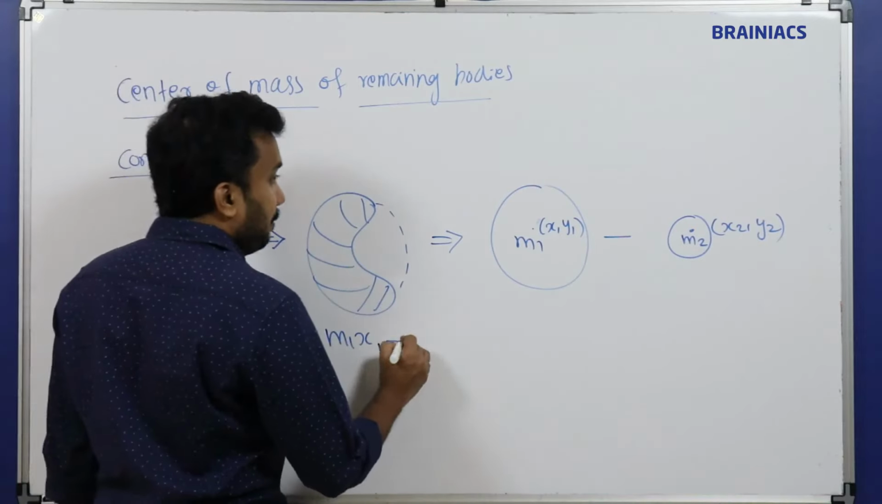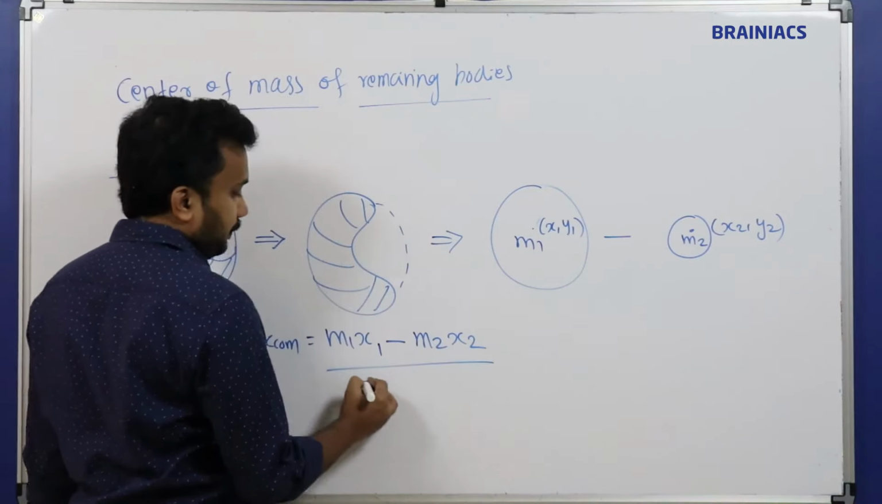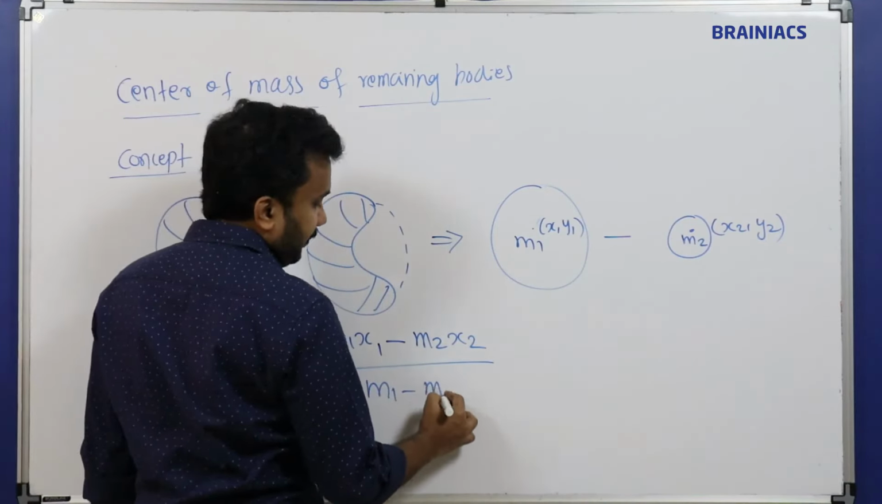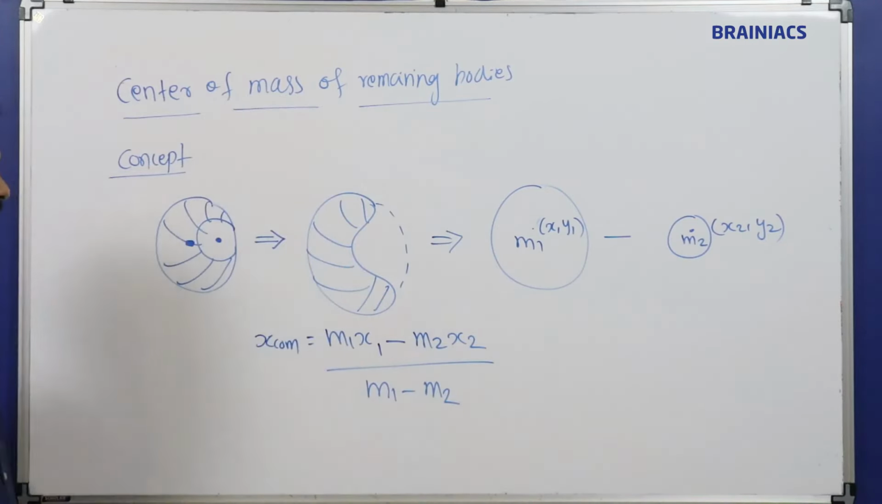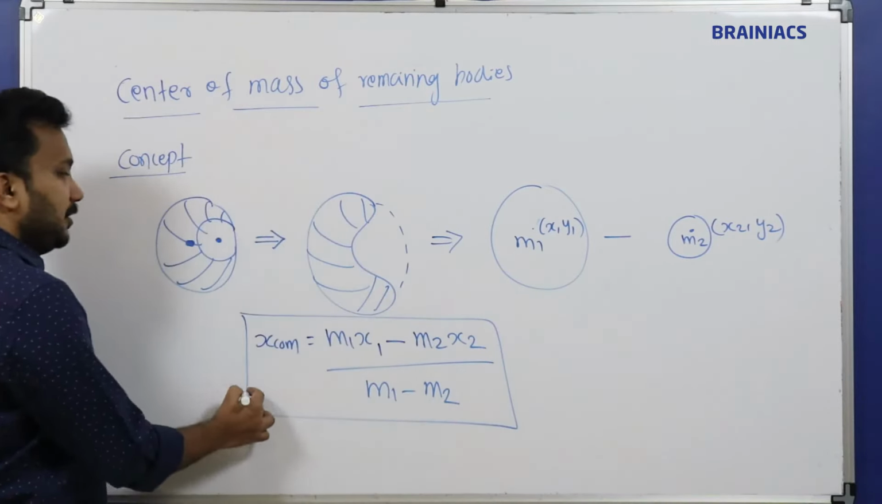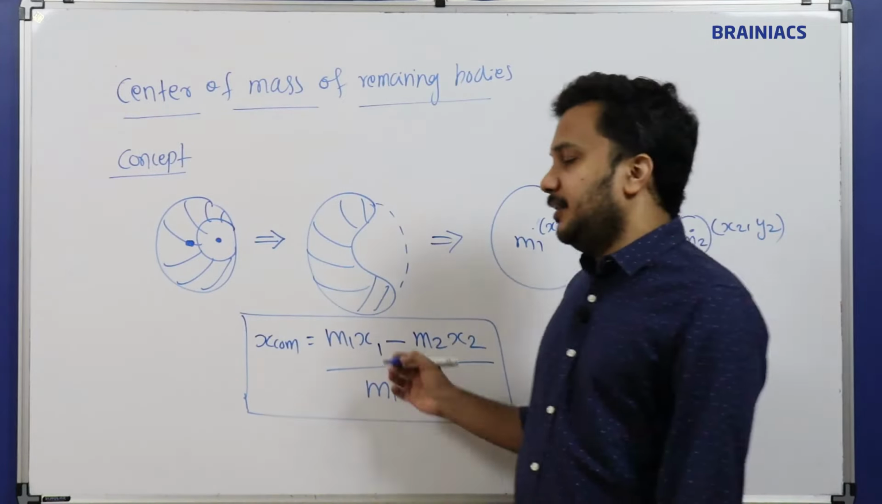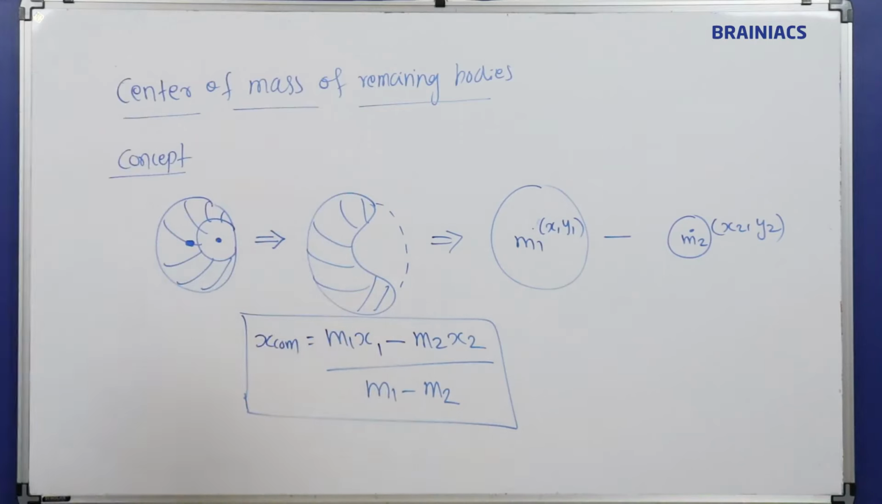So m1 x1 minus m2 x2, we have to subtract. This is a key point here. All others will be the same, with m1 minus m2 in the denominator. This is the formula to find the center of mass of the remaining portion. No other difference. Only thing, both numerator and denominator will have a subtraction. Okay, this is the idea behind this.